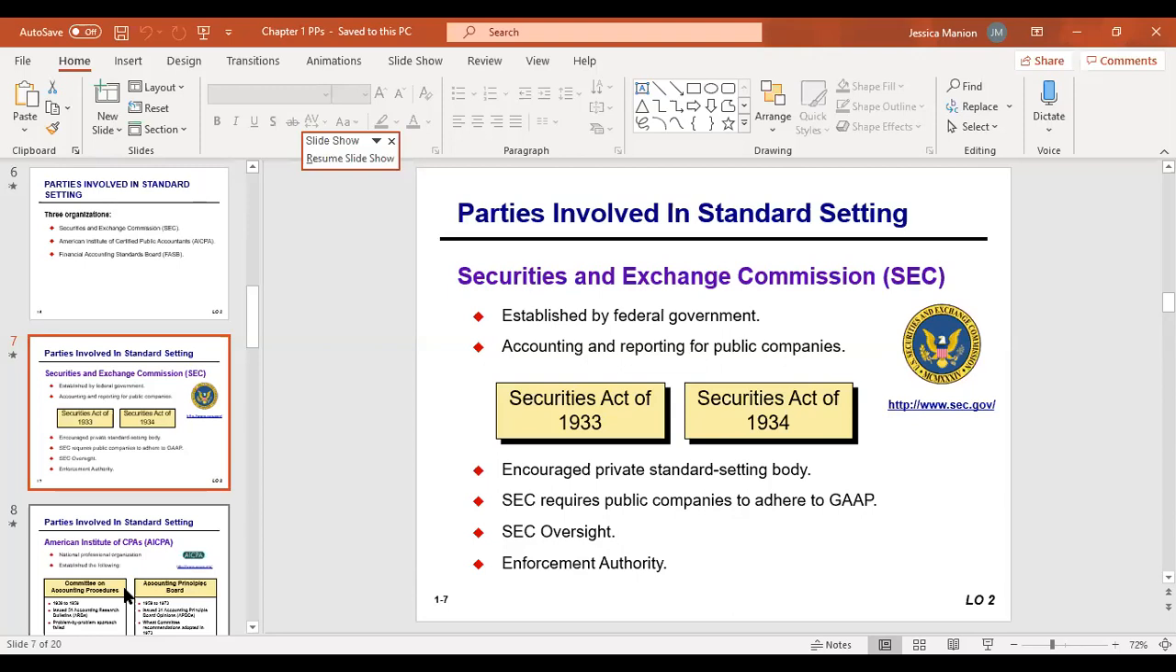And then in cases of severe misuses of accounting information, or if we know there has been an extreme departure from GAAP, for example, that's when the DOJ, the Department of Justice, might be called in if there is criminal activity involved. So the Securities and Exchange Commission, although they're not directly involved in establishing generally accepted accounting principles, do work hand in hand with the FASB, or the Financial Accounting Standards Board.